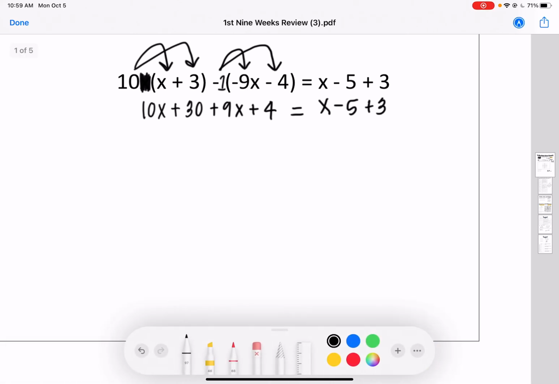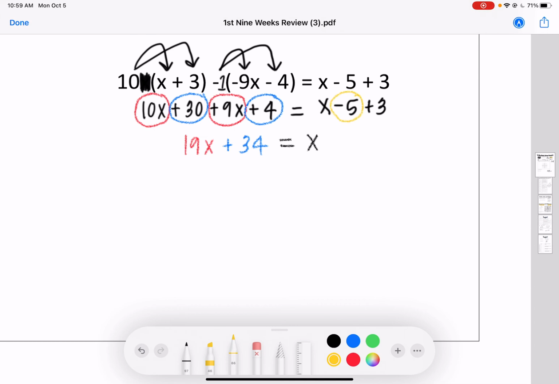My next step is to combine like terms. So I have a 10x and a 9x, which gets us 19x. We have a 30 and a 4, which gets us a positive 34. We don't have to combine anything on the right side with the x's, but we do have a negative 5 and a positive 3, which gets us negative 2.